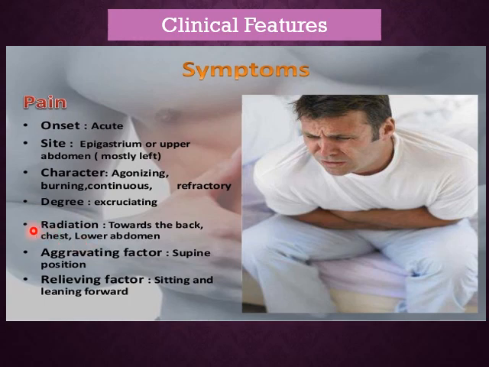Radiation towards the back, chest and lower abdomen sometimes may mimic an aortic aneurysm rupture or a myocardial infarction. An aggravating factor is lying in the supine position; the patient is unable to lie supine or refuses to lie down to be examined. Relieving factors: sitting up and leaning forward as shown in this picture, and applying pressure to the upper abdomen to relieve the pain a bit.